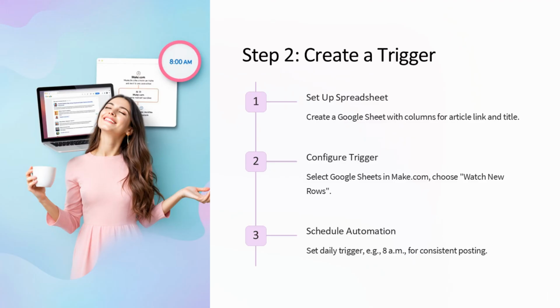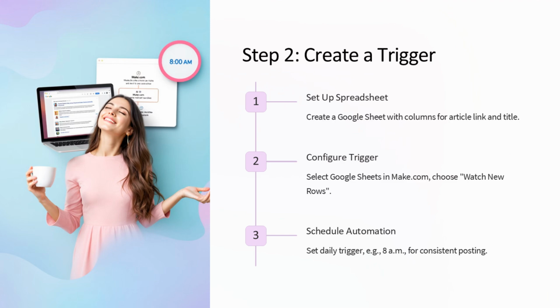Step 2. Create a trigger. Triggers initiate the automation. Here, our trigger is a new row added to a Google Sheet containing a URL for a recent article about your niche or industry. Here's how. Set up your spreadsheet. Create a sheet with 2 columns, one for the article link and one for the title. Add a test link, e.g., an article about Elon Musk's thoughts on AI.